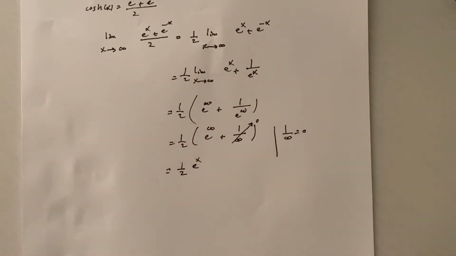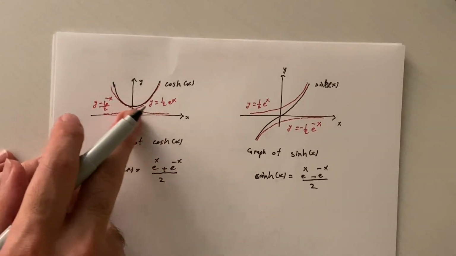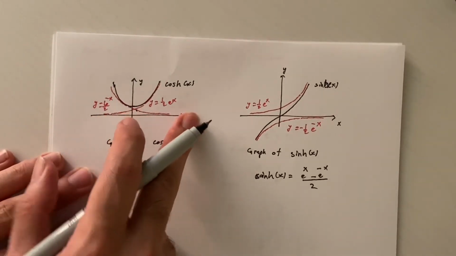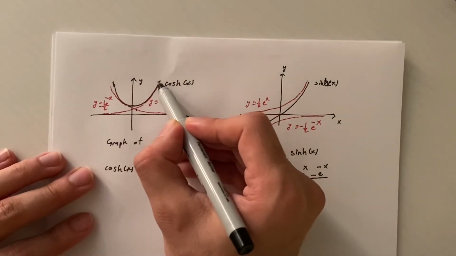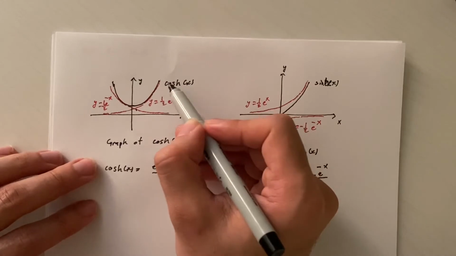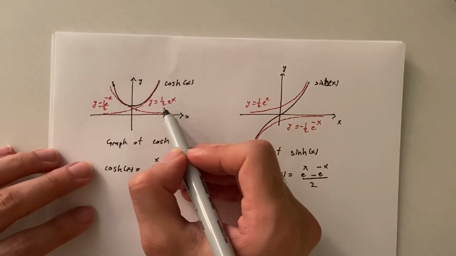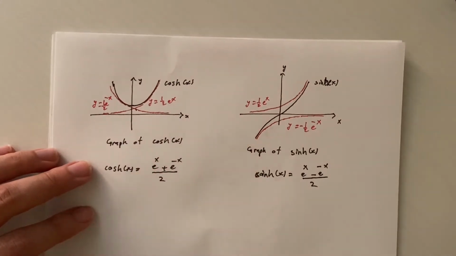And here's why. As x goes to infinity, the cosh function is going to behave the same as what's in the red line, which is the function half e to the x. That's why the answer is half e to the x.